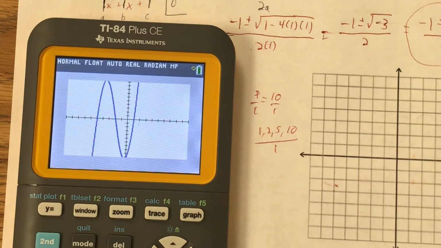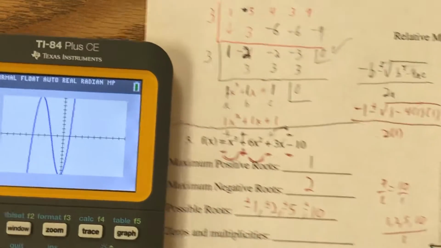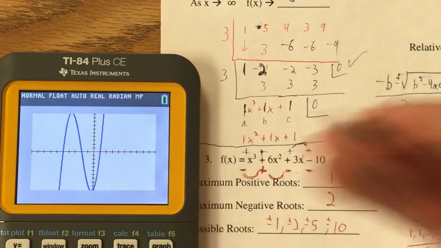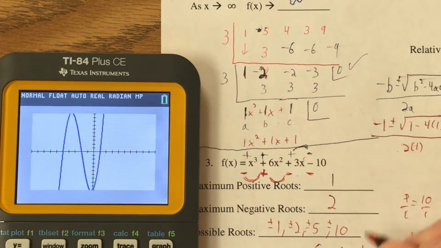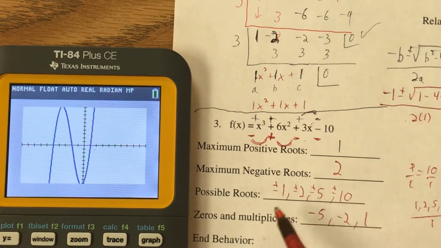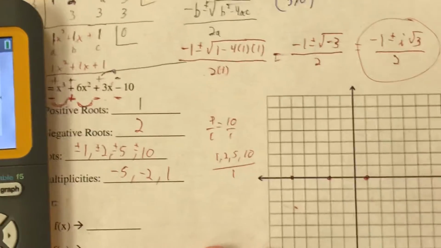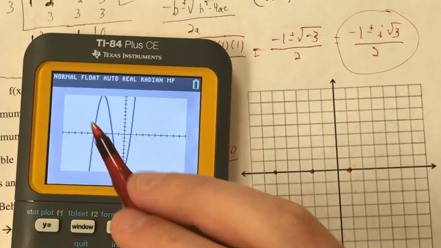Hey, look at that. We have 3 nice, perfect little answers: -5, -2, and 1. And sure enough, all 3 of those were possibilities we wrote down. So -5, 2, 1. Wrote them there. It looks like there's a relative max and a relative min.